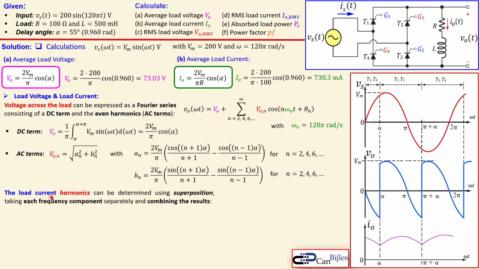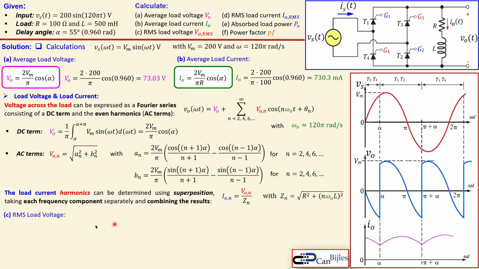Now the load current harmonics can be determined using superposition, taking each frequency component separately and combining them together. Then we use Ohm's law. We now have the harmonics for the current, which are the harmonics for the voltage divided by the impedance. That impedance will of course change, because we now have n is 2, n is 4, etc. That will definitely change this value. It's not just a fixed value anymore.